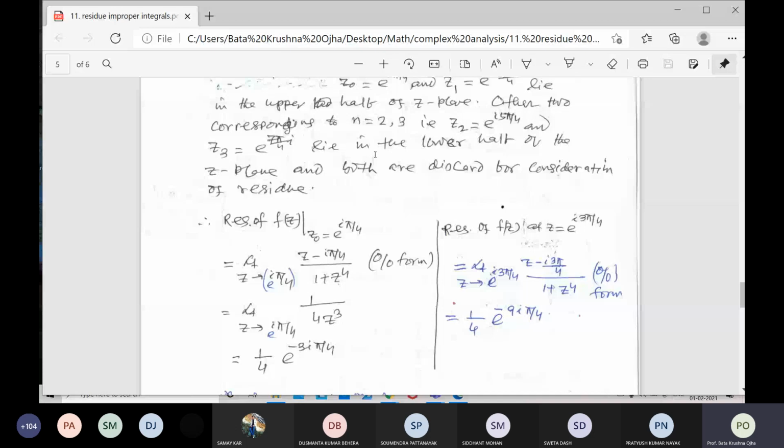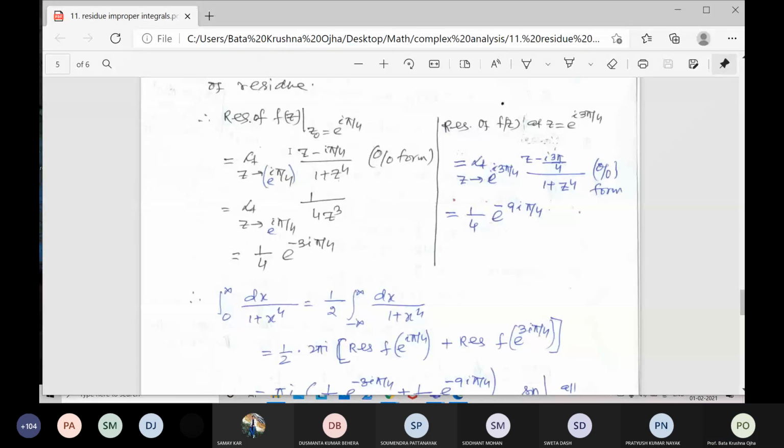Residue of f(z) at z0: first apply the limit of z minus z0 times the function f(z). So it is a 0 by 0 form. If you differentiate the denominator, with the limit z tends to e to the i pi by 4, the result is 1 by 4 e to the minus 3 i pi by 4. Similarly, the residue at z is equal to e to the i 3 pi by 4 is 1 by 4 e to the minus 9 i pi by 4.